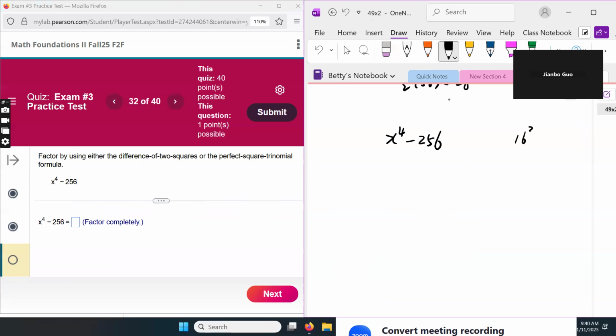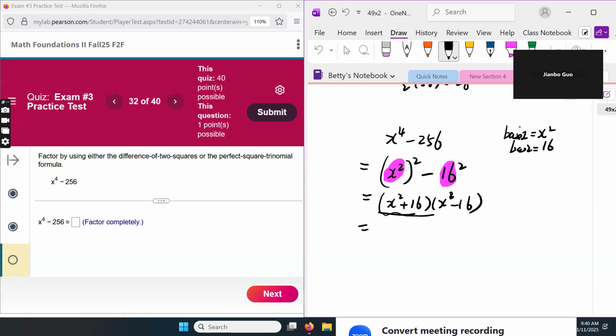Anybody remember, 256 is the perfect square of what? We can double check, right? Yeah, 256 is 16 squared. So we can write x to the fourth as a square. The two bases are x squared and 16. Write it down on your scratch paper. Base 1, x squared, base 2, 16. So use the formula, we have x squared plus 16 times x squared minus 16.